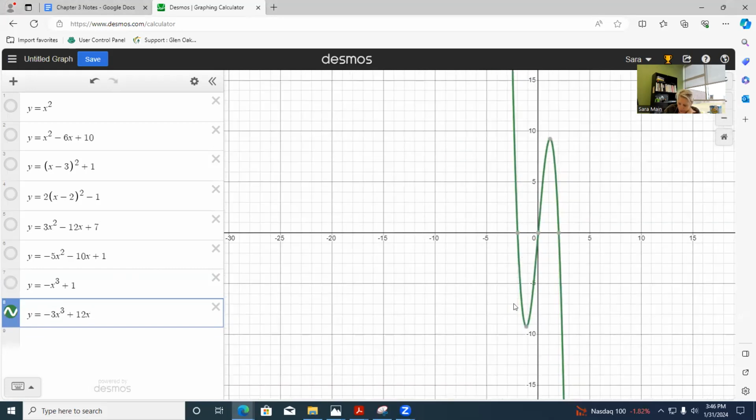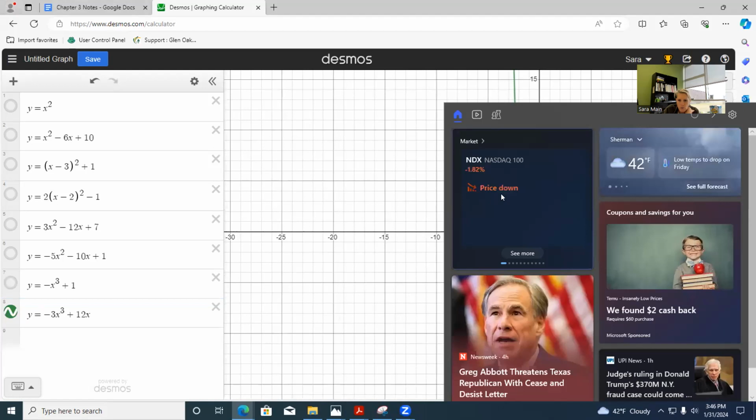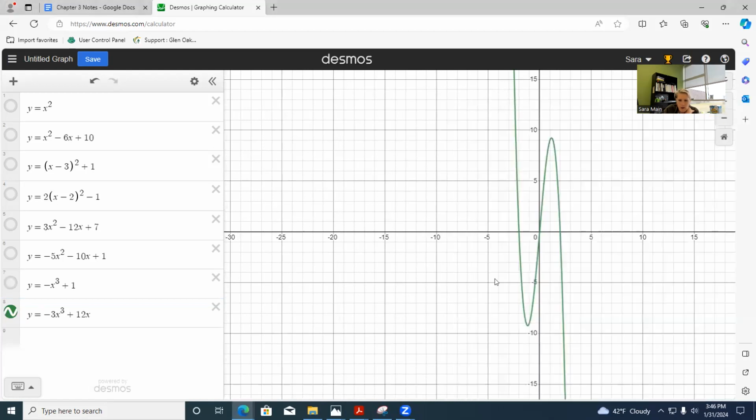A is negative, and our n is odd, and so it starts coming from the top left, and then it ends facing down. Okay. And then we're also going to be talking about multiplicity, but we'll add that in a little bit.